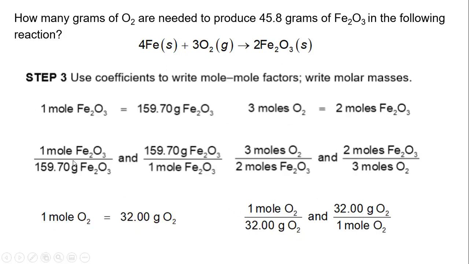So here we use the same thing. We have 1 mole, which gives us our molar mass of iron 3 oxide, which we set up here. And then we have 3 moles to 2 moles. So this is our mole to mole ratio. This is 3 to 2, 2 to 3, however you look at it. That one's set up. And then our final one is 1 mole of oxygen equals 32 grams. And then we set up these coefficients, these conversion factors. And now we're going to put it all together.